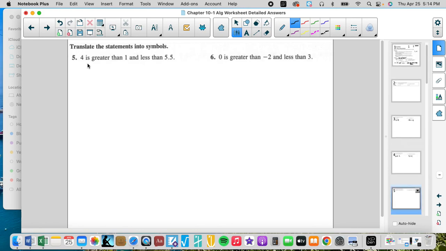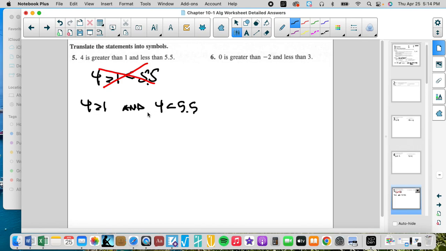Nice and easy, nice and gentle. 4 is greater than 1 and less than 5.5. So 4 is greater than 1 and less than, well, we wouldn't write that, less than 5.5. That's not how we would write that statement. That would be an incorrect way if we translated it how we saw it. So we have to write two statements. 4 is greater than 1 and 4 is less than 5.5. So notice how we had to write a new statement.